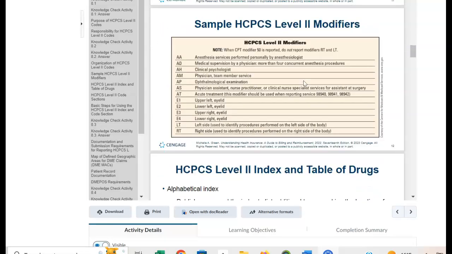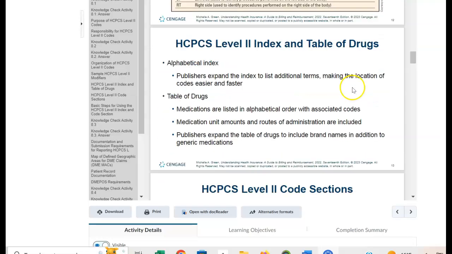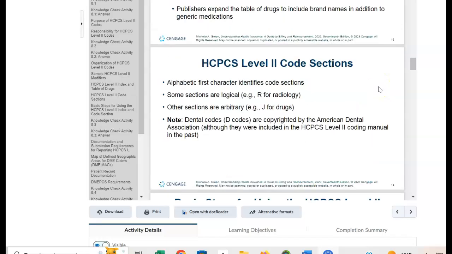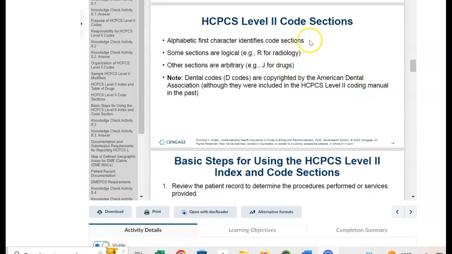Okay, and I'm going to show you how to find these codes with your TrueCode in Evolve. Okay, so here's some HCPCS level 2 modifiers. All right, I'll show you how to find those too. We also have a HCPCS level 2 table of drugs. So these are medications that are listed in alpha order with their associated codes. Okay, so here we have your alphabetic first character identifies code sections. We have R's for radiology, J's for drugs. We have some dental codes, which are D codes.